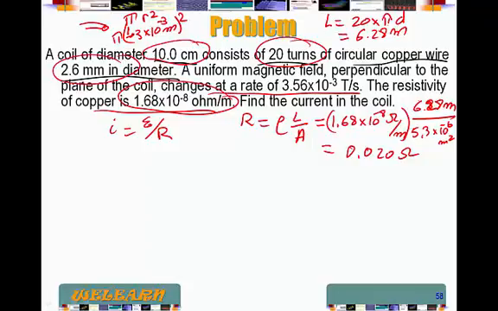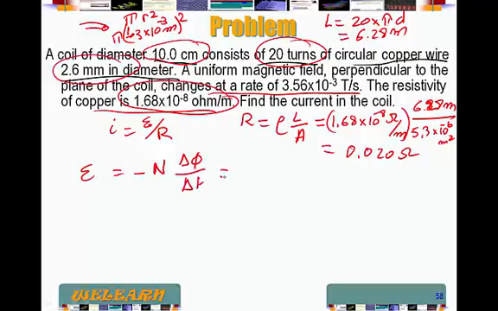Okay. Now we found our R. So the missing part, the EMF. Now how do we find the EMF? The EMF is minus N delta phi over delta T.